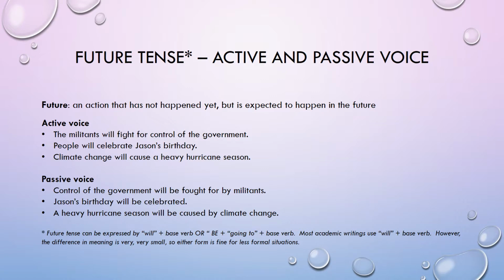The application of future tense is pretty simple to understand. It refers to an action that has not happened yet, but is expected to happen in the future. However, using future tense is a little more complicated. There are at least two common forms of future tense: will plus base verb, or be plus going to plus base verb.